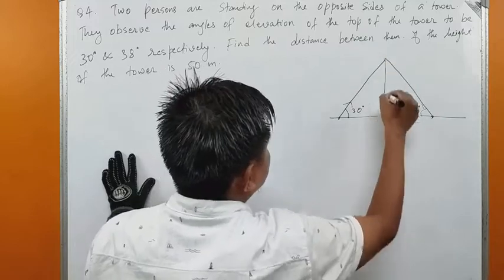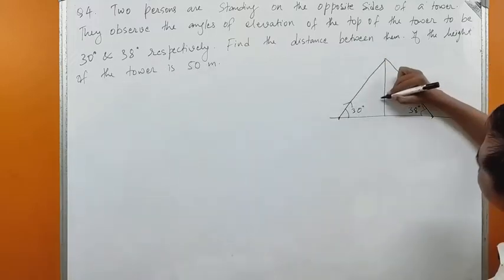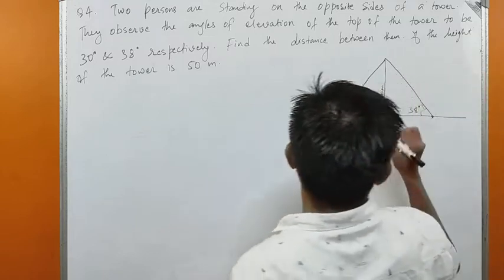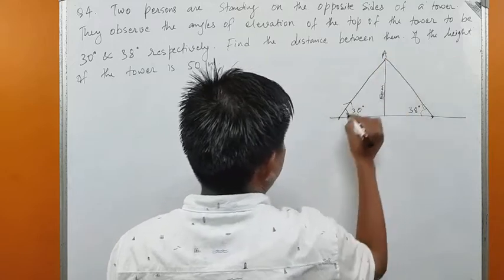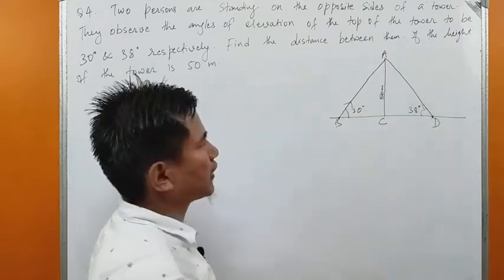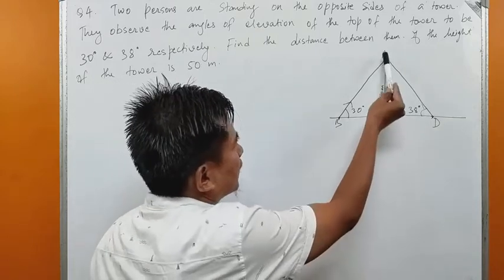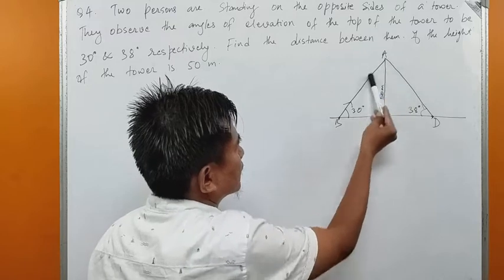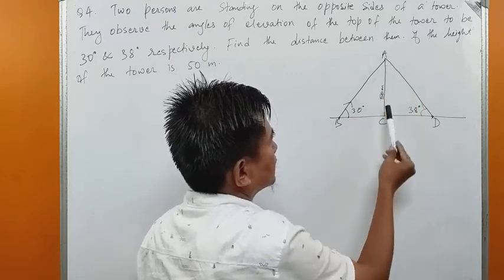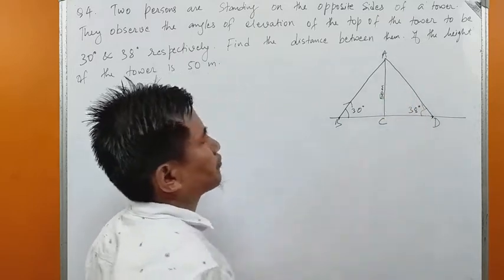Okay, the height of the tower given to us is 50 meter. This is the height of the tower, isn't it? So let's assume this as A, B, C and D. There are two right angle triangles: ABC, which is right angled at C, and ACD, which is also right angled at C.